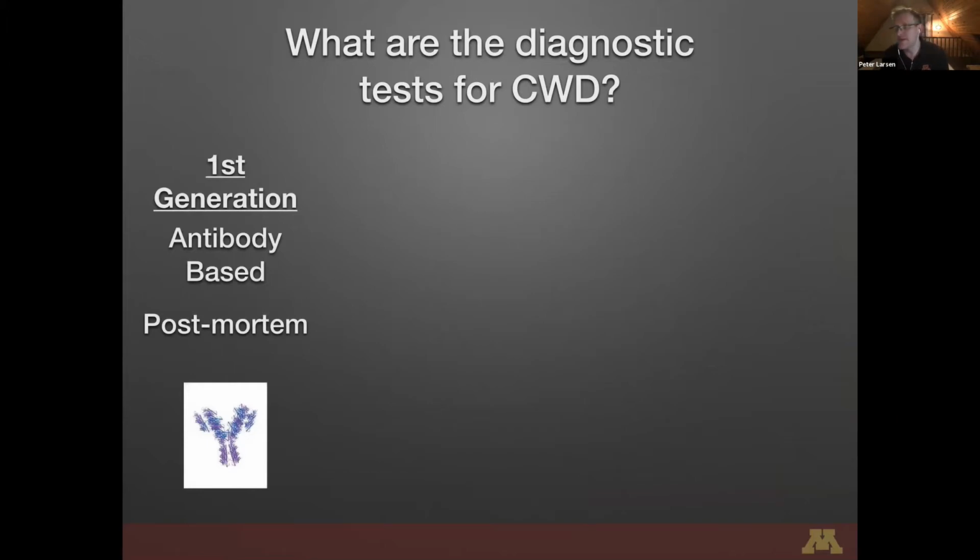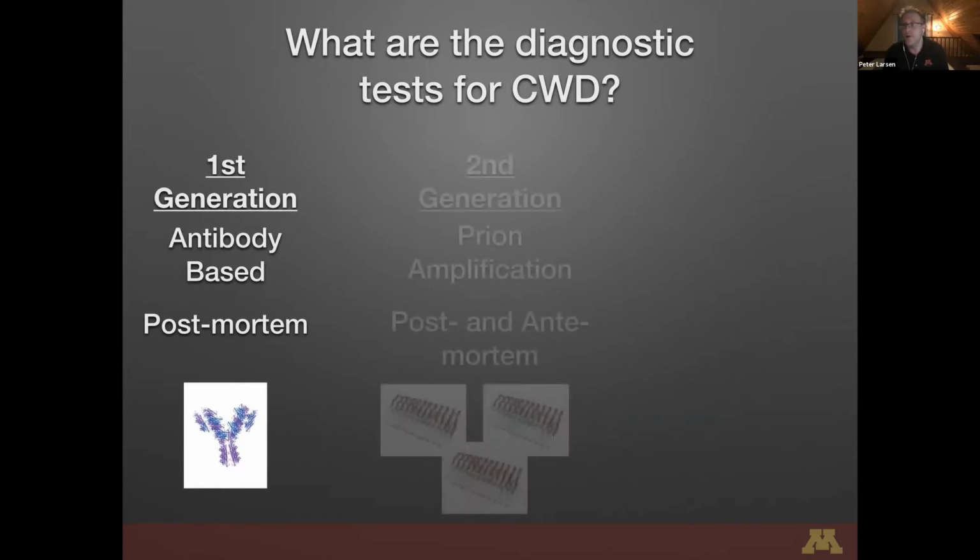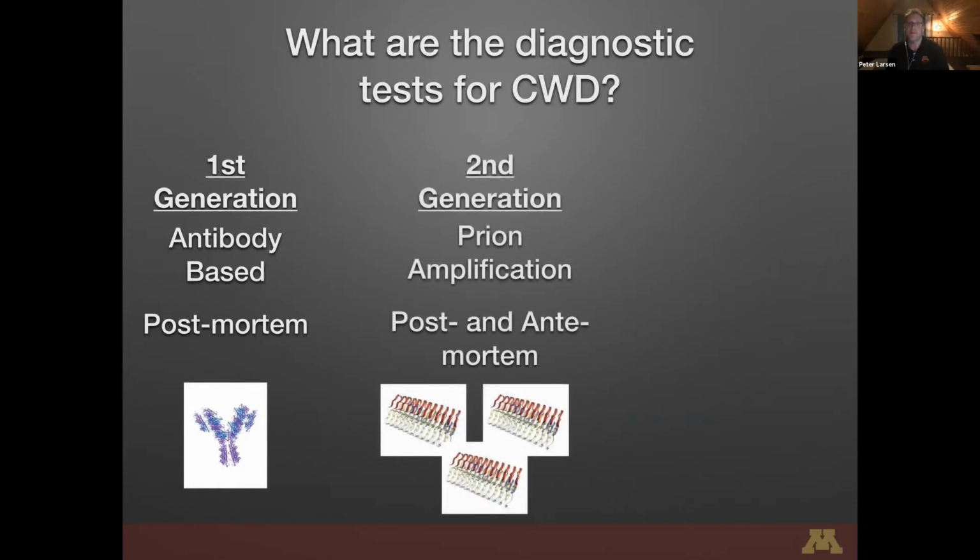Okay, so I'm going to split the current tests into 3 generations, and I'll explain more about what these mean. If you view first-gen diagnostic tools for CWD, these are antibody-based. You've heard more about antibodies and diagnostics because of the COVID-19 pandemic. Well, the first-generation tools for CWD diagnostics are based on antibodies, and they need tissues from post-mortem, so harvested animals.